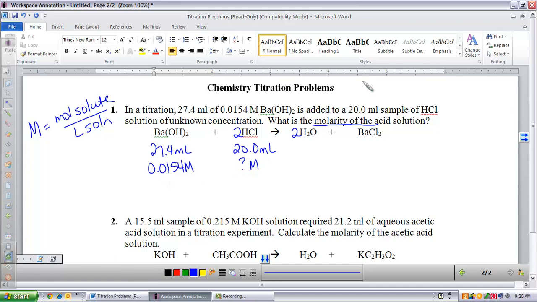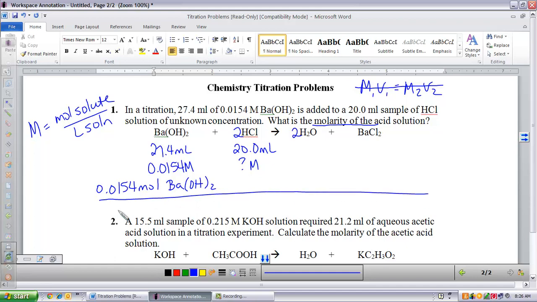The main thing to remember is that you would have used this formula before. You've probably seen this in dilutions of solutions. However, when it comes to titration, you have to take into account the fact that there's not a 1-to-1 mole ratio, so that needs to be considered. So this formula would not be accurate unless this was a 1-to-1 mole ratio. So let's start with the given information. You have this many moles of barium hydroxide per liter of solution.